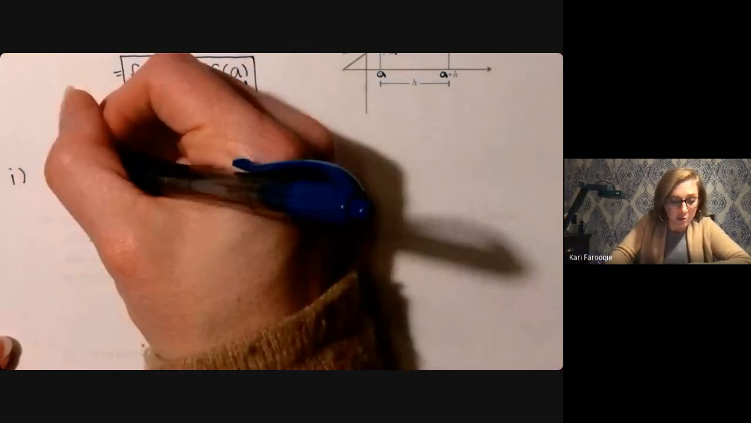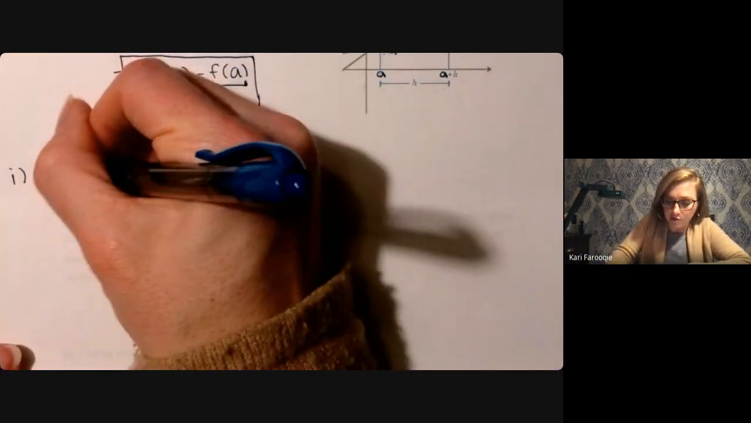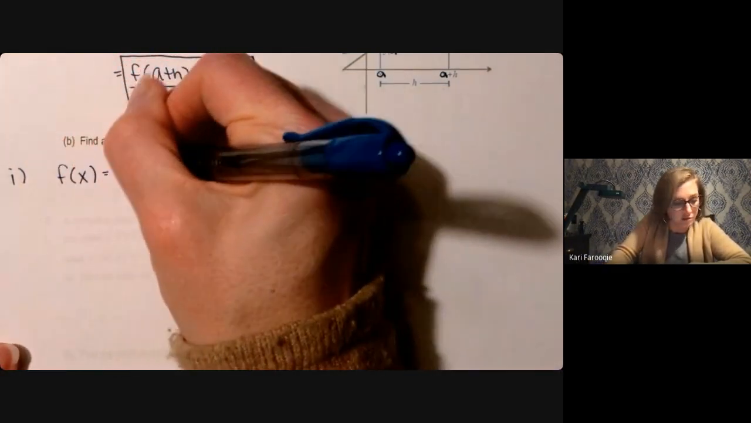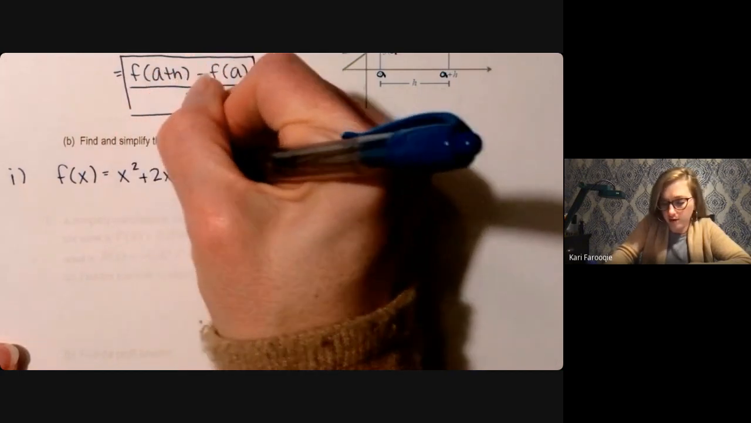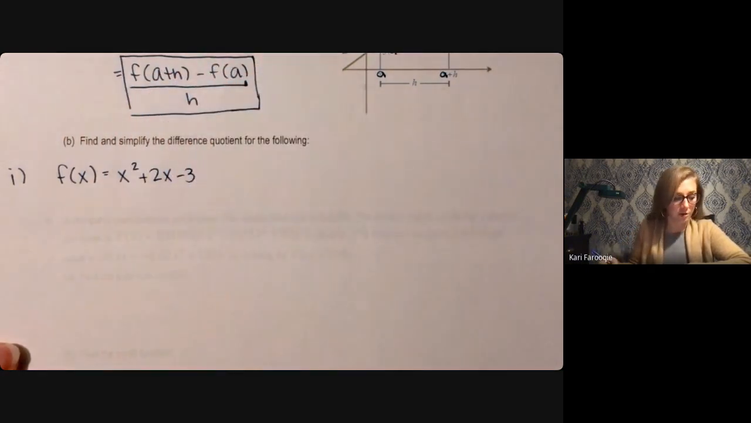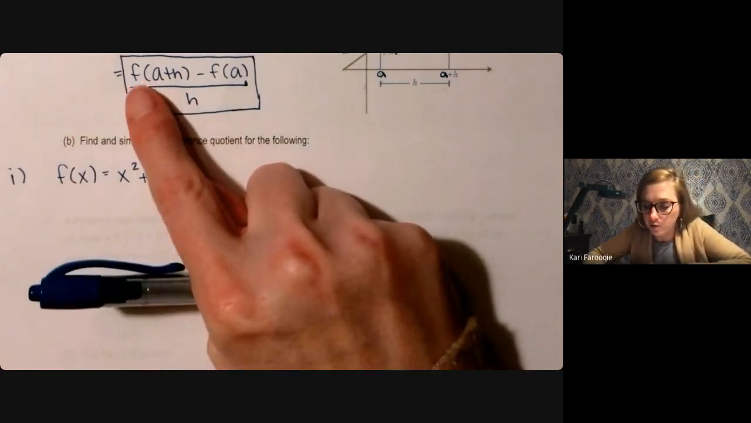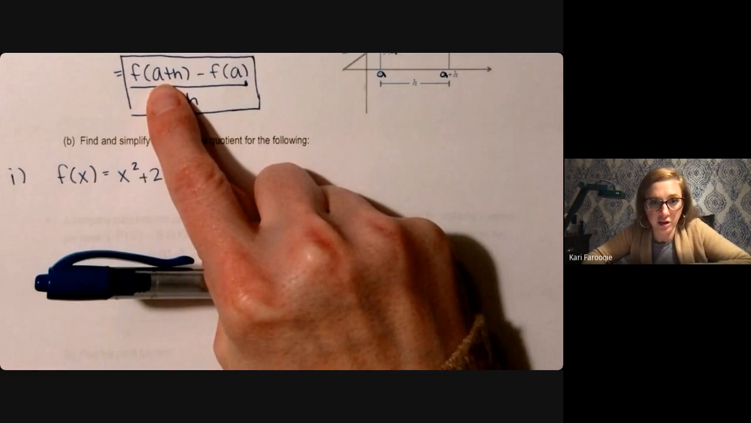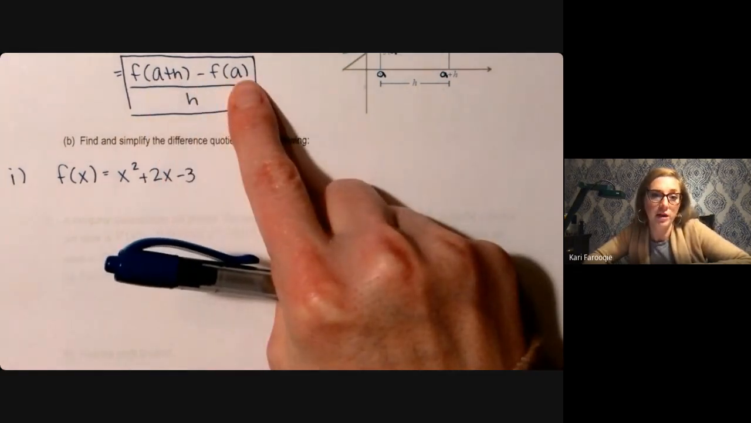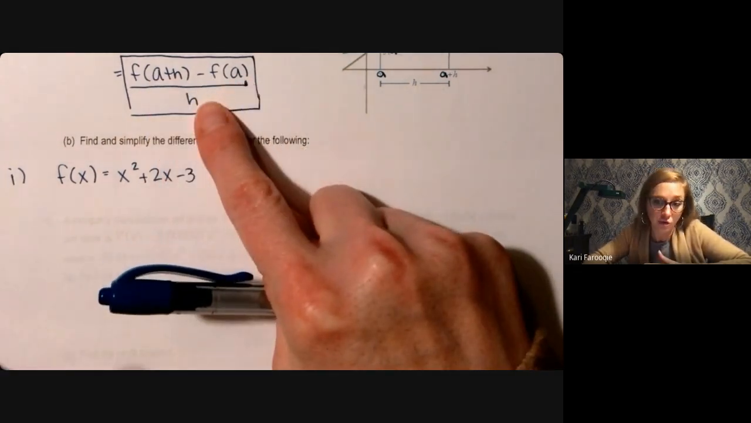I'm going to give you a function, f of x equals x squared plus 2x minus 3. We're going to find and simplify the difference quotient. Now, you'll notice that you need specifically 3 things. One of those things is f of a plus h. The other is f of a. And then you're going to divide by h.